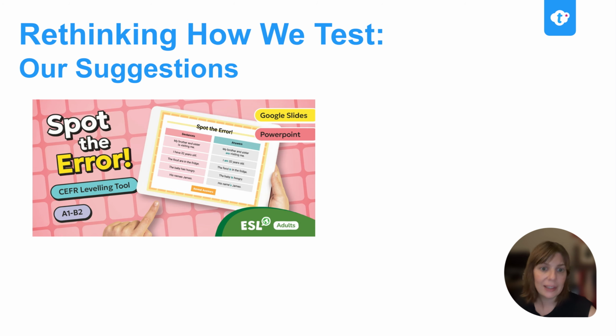Spot the error. This one is quite good because it flips the script. So instead of us spotting errors in the students' abilities, they're spotting the error in the worksheet. So it's a presentation style, it's aligned to CEFR, it goes up to B2, and it allows students to spot the errors in the sentences to gauge where they're at and what their abilities are.